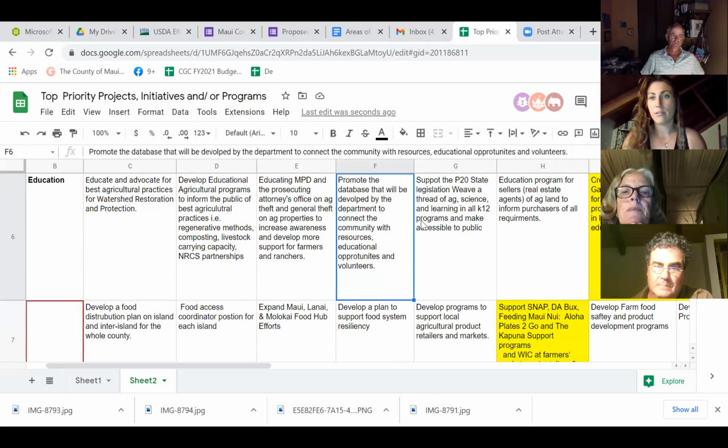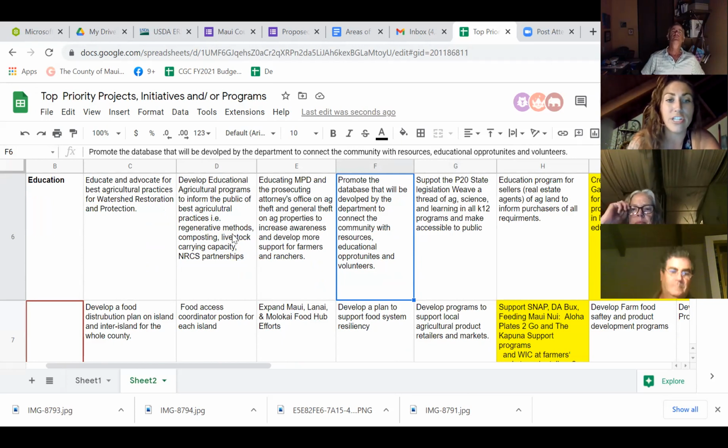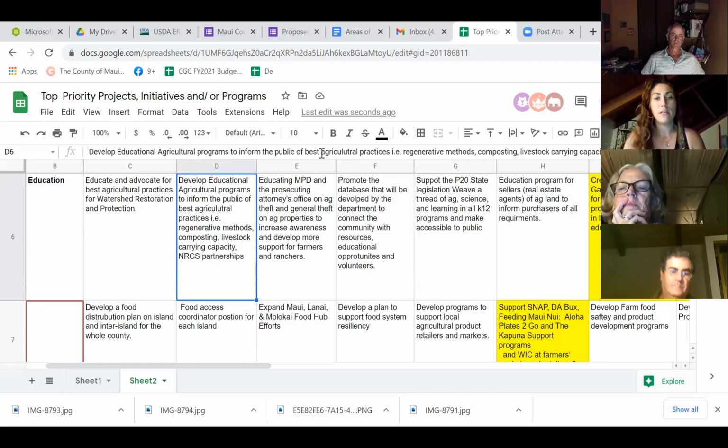Okay, education. The first one is educate and advocate for best agricultural practices for watershed restoration and protection. Develop educational agricultural programs to inform the public of best agricultural practices, i.e. regenerative methods, composting, livestock carrying capacity, NRCS partnerships, etc. Educating MPD and the prosecuting attorney's office on ag theft and general theft on ag properties to increase awareness and develop more support for farmers and ranchers.